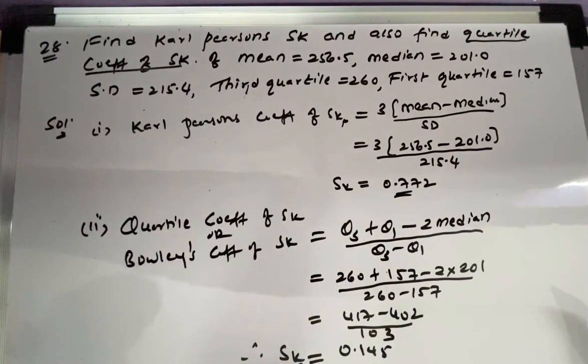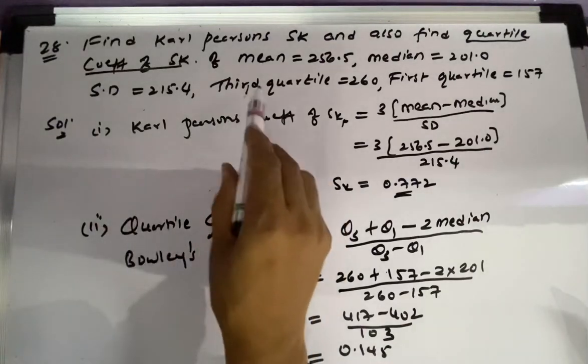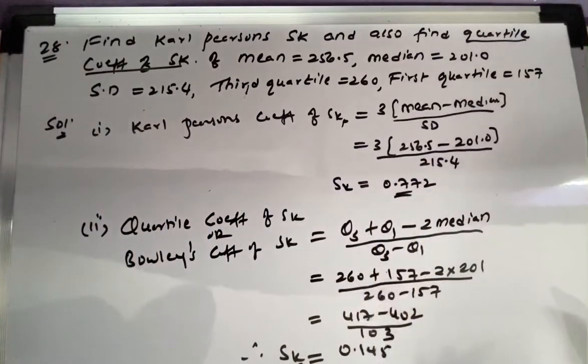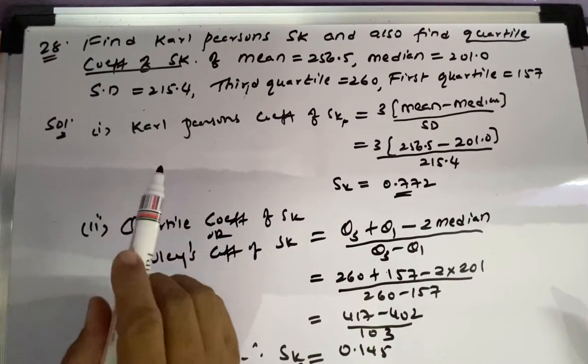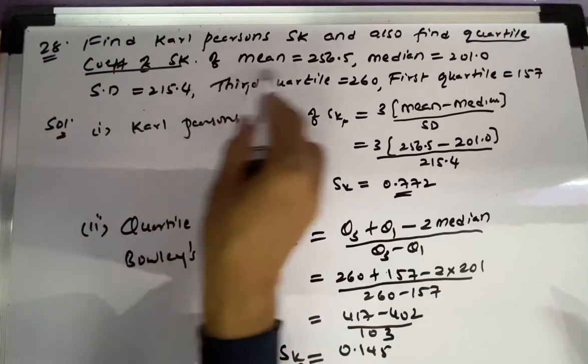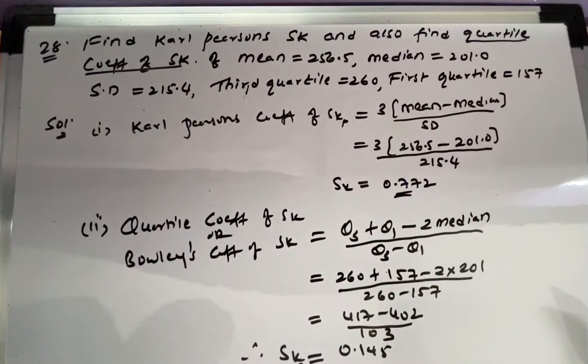Pearson's SKP, Bowley's SKB. So when values are given to us, I am not using the mean minus mode by standard deviation formula for skewness, because we have Karl Pearson's two formulas as discussed in the previous problem. Out of the two, you have to select one. By seeing the values given to us, we have to select the formula.